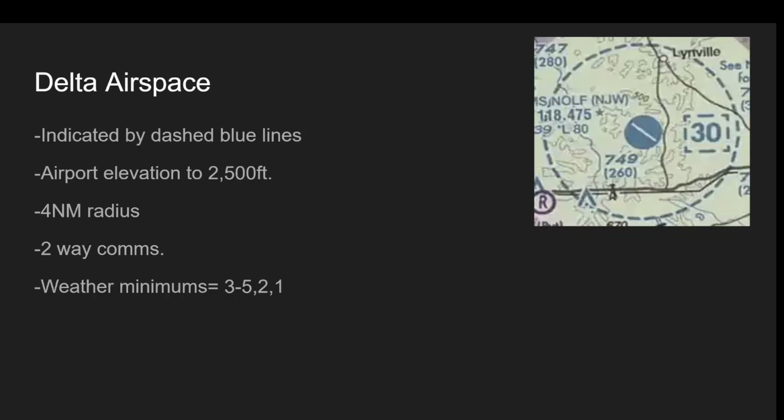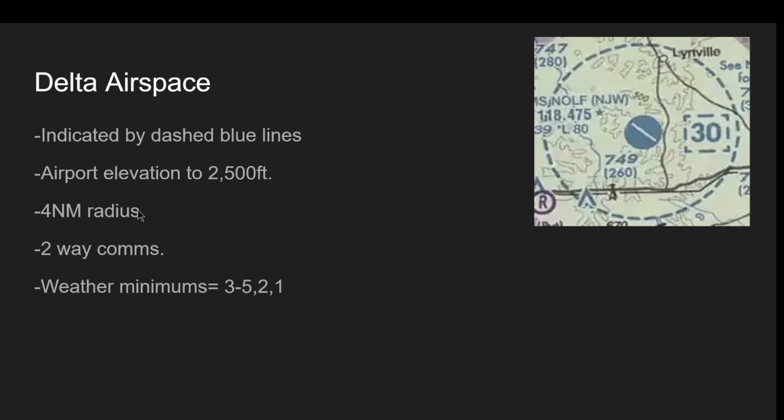Delta airspace. It is indicated by dashed blue lines here. You can see this. This is usually the roof, is what it's showing here. That's your ceiling, because what? It goes from airport elevation to 2,500. It will always start at airport elevation. But where it goes up to depends. It says 2,500 here, but it's really at 3,000 here. Right? So we need to make sure that we're, again, looking at minimums. This is just an average amount.